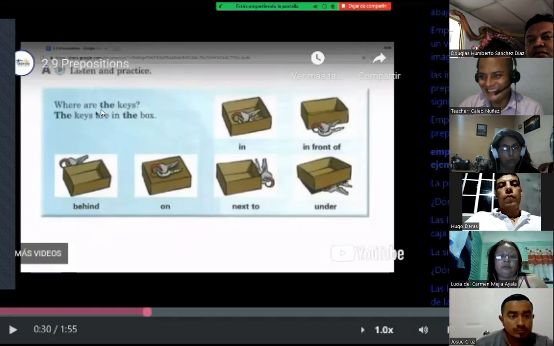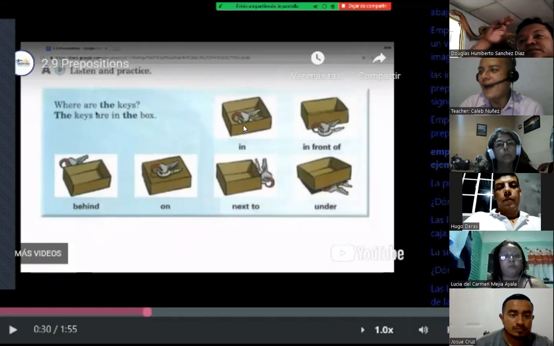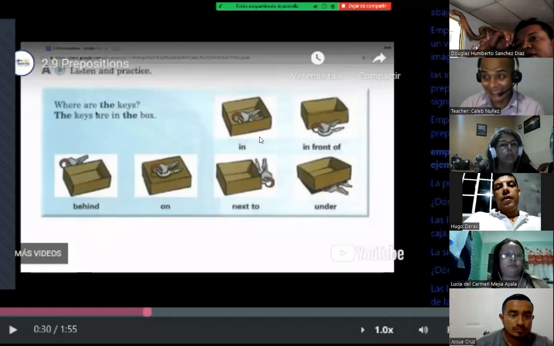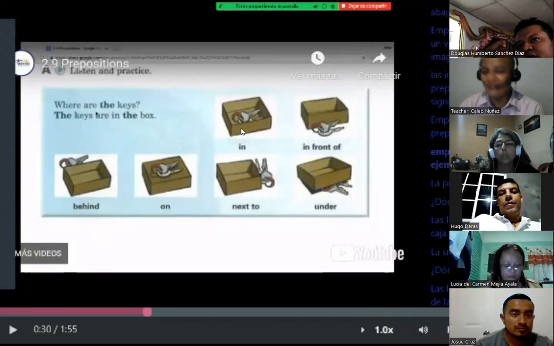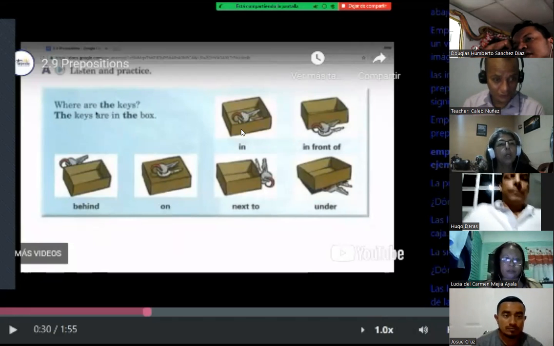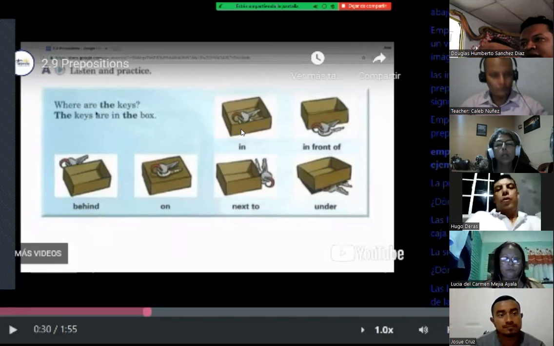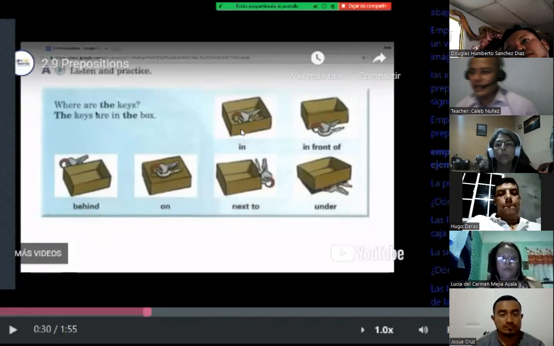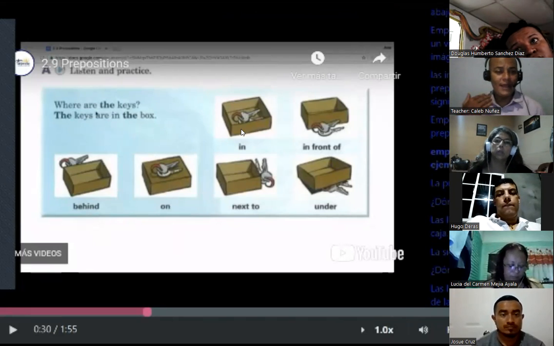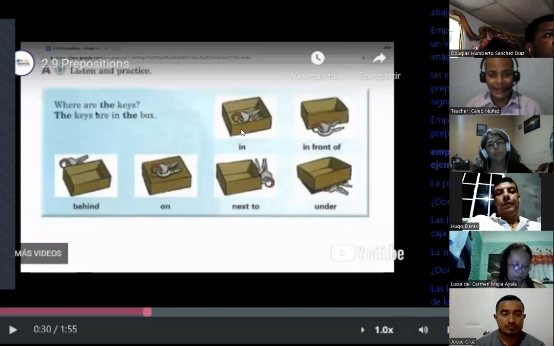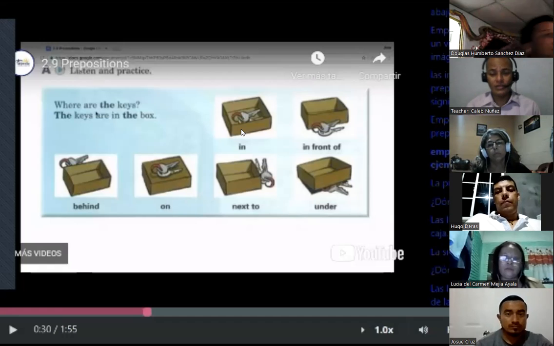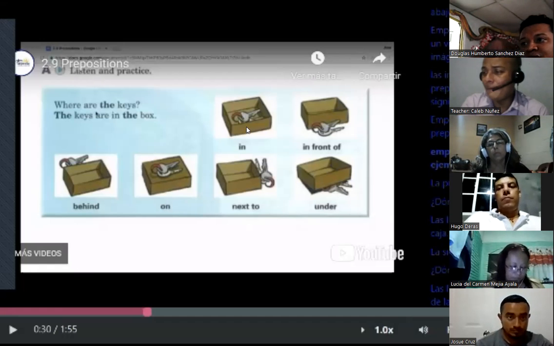Where are the keys? So, the keys, what about here? Here, in this box. Where are the keys? Repeat, the keys are in the box. Repeat, in the box. ¿Qué están diciendo ahí? Adentro. Están dentro. In the box. Están dentro de la bolsa. Yeah, I am in the house. I am in my house. I am in my office. Yes, okay. So, in the box.